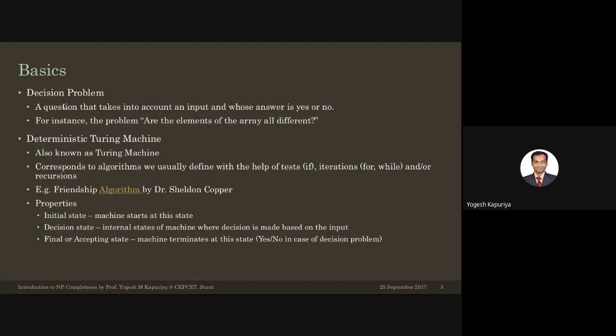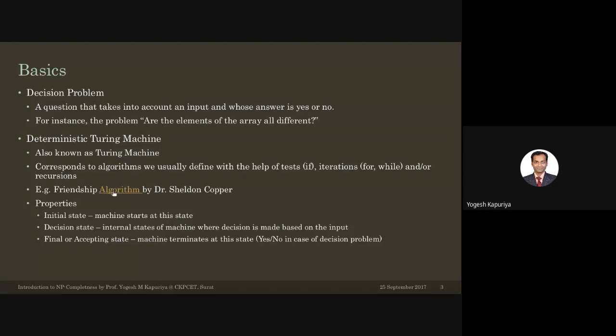A deterministic Turing machine is actually capable of solving a decision problem. That's why we are discussing these two on a single slide. So the problem is a decision problem that can be solved using a deterministic Turing machine. A very well-known concept is called the friendship algorithm, which was given by Dr. Sheldon Cooper, who was one of the fundamental scientists behind this concept.